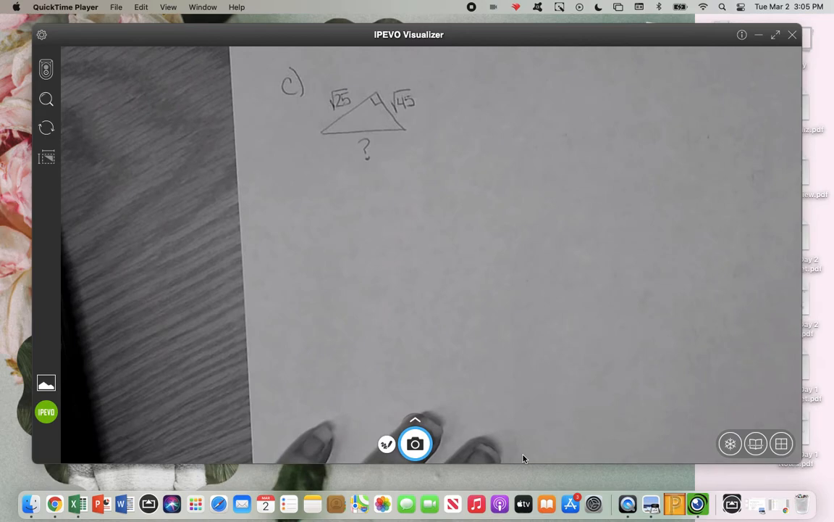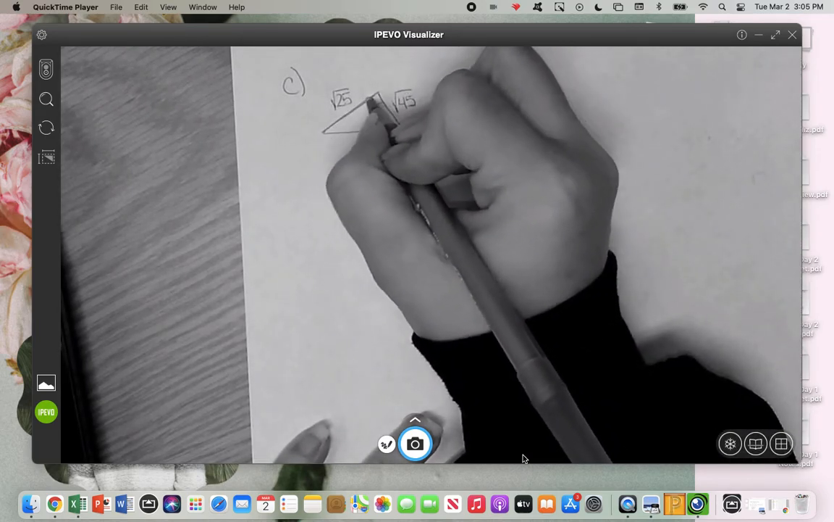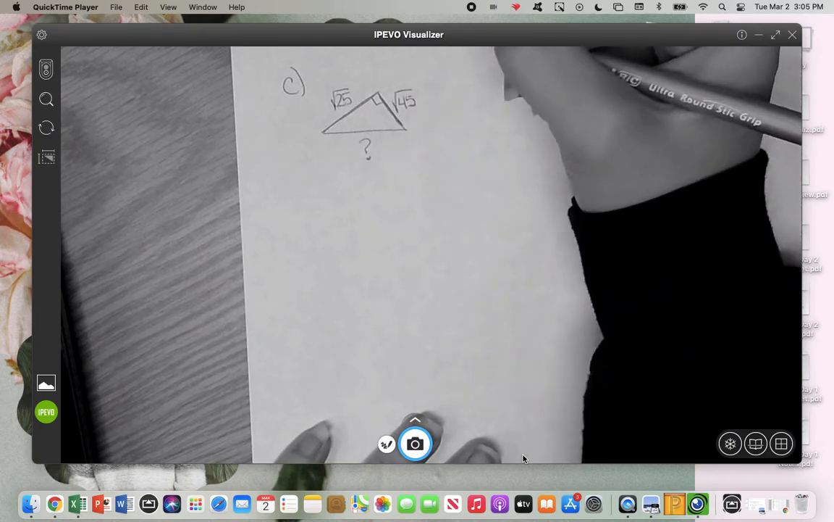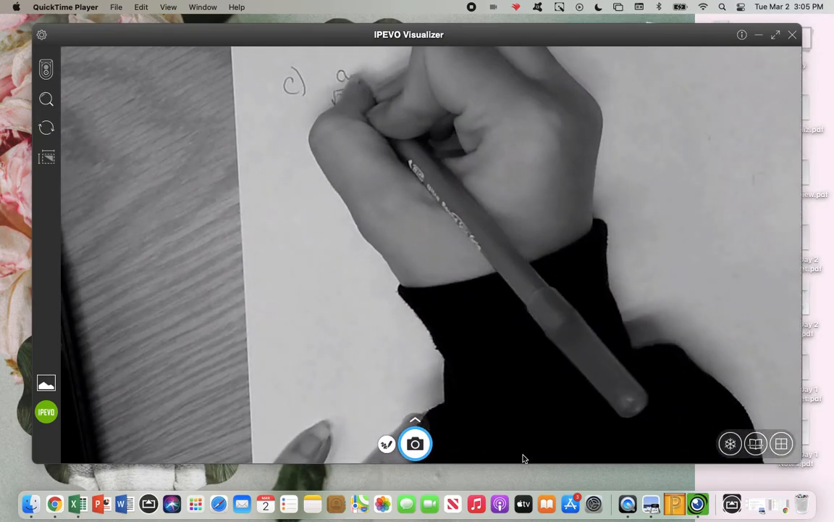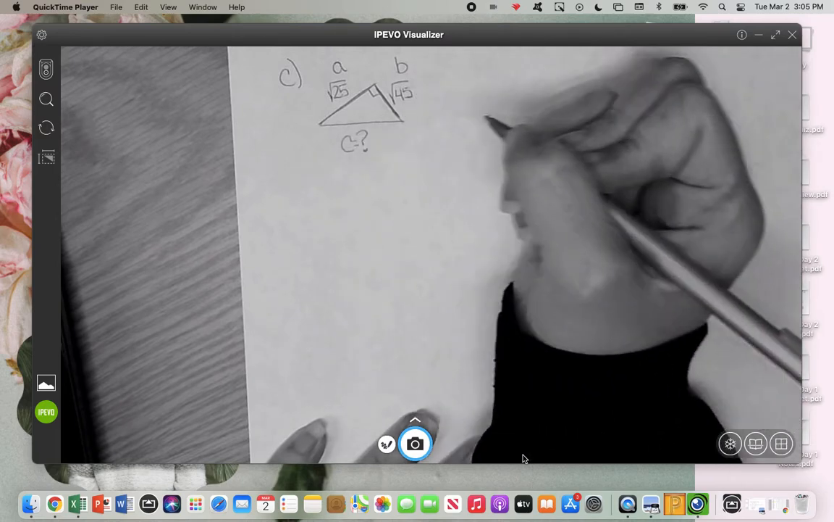Okay, so we are looking for these. Now these two sides make the right angle, so these are legs. So again, it doesn't matter which one you call which. I'm just calling that one on the left A and the one on the right B. We are looking for C.